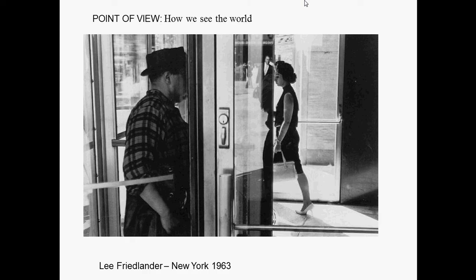Point of view, how we see the world. This photograph is one by Lee Friedlander, taken in New York in 1963. Point of view is the idea that we see things through the eye of the camera. And any shifts to that camera, left or right, changes our point of view. It also drastically changes the way the camera sees the world.